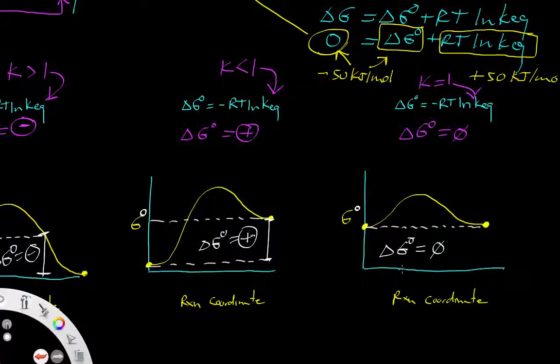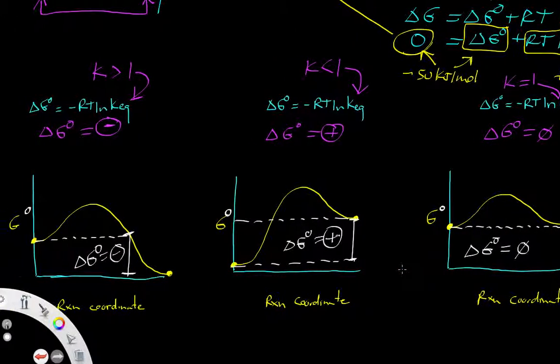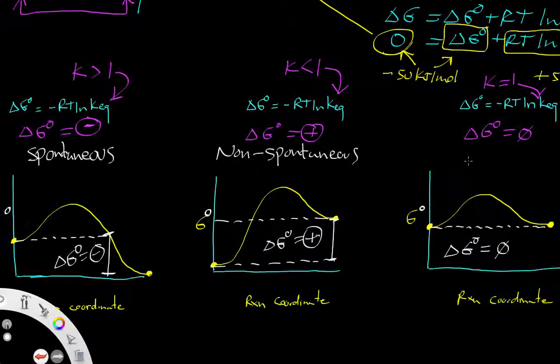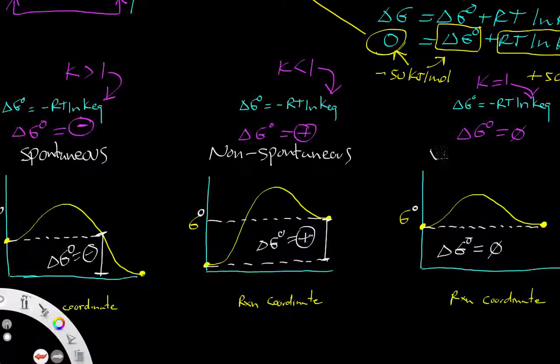So as you can see, all of this ties in. And basically what we are saying when we are looking at these reactions, we are seeing that over here, we have a spontaneous reaction. Over here, we have non-spontaneous. And then over here we have no spontaneity.